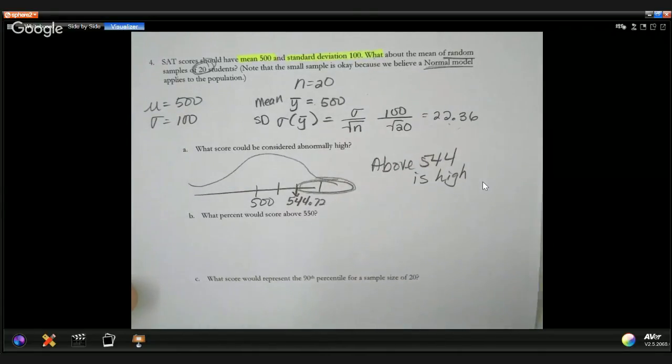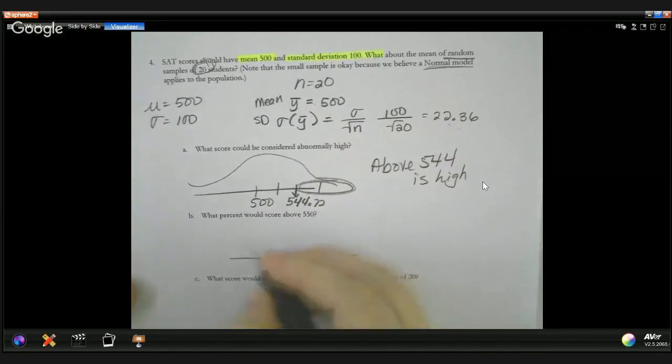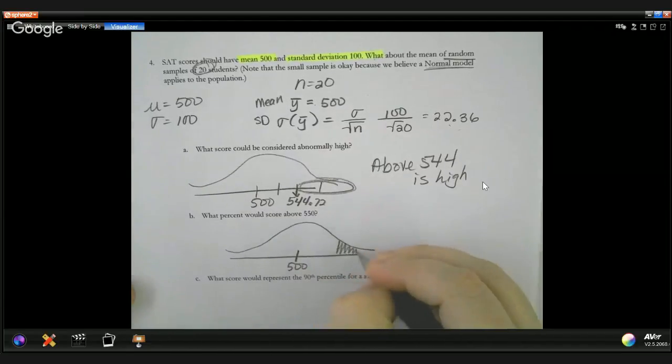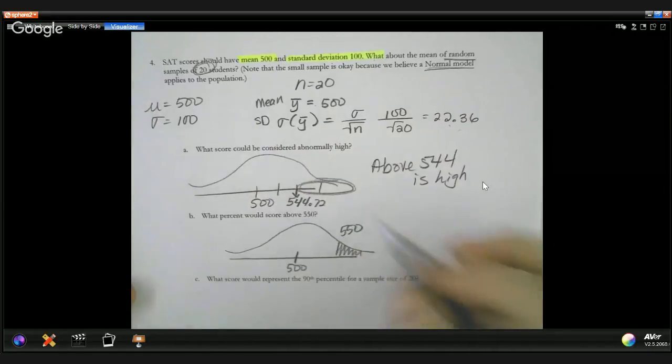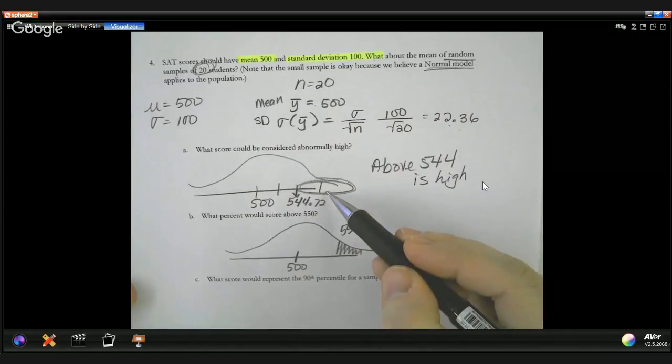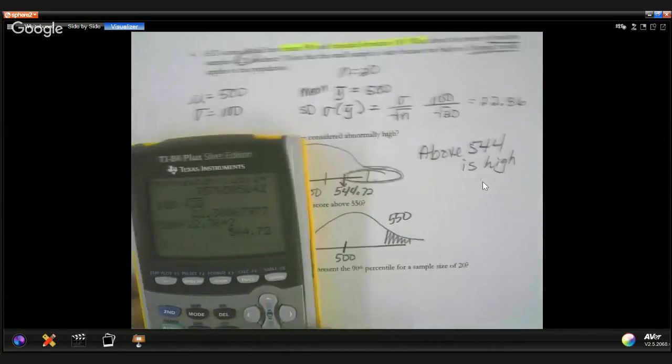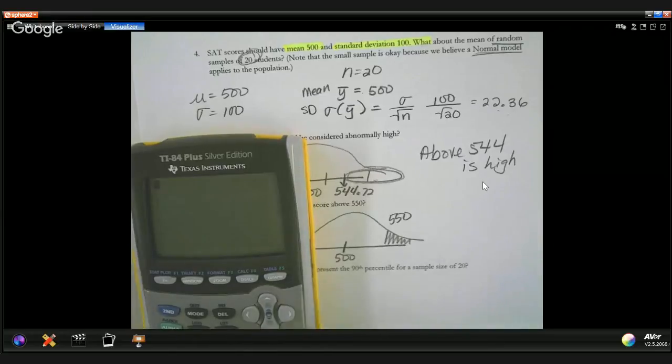What percent would score above 550? Okay. Well, again, this is all based on our sample of 20 students. So 500's here, 550's here. I know it's going to be a small percent because it's past the second standard deviation, but I'm going to do my normal CDF. So second distribution, normal CDF. My lower point is 550. My mean is 500. Oh, my upper point, sorry. My upper, I'm just going to pick a big number.